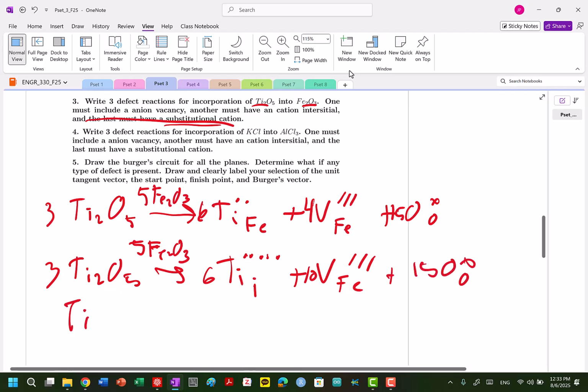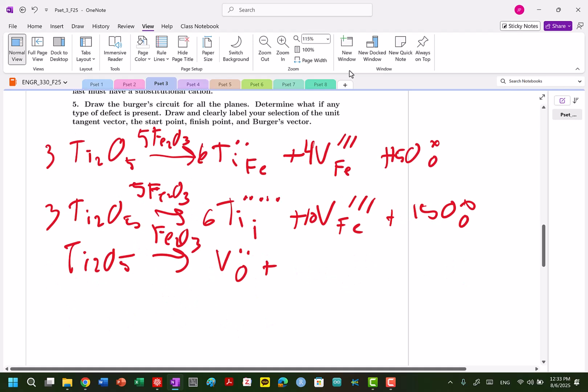And then finally, Ti2O5, Fe2O3. Once you hit that stoichiometry, that factored in, you're going to be good to go. Anion vacancy, so I'm going to do a vacancy in the anion, which is going to be positive here, plus, how about a Ti interstitial, 1, 2, 3, 4, 5.